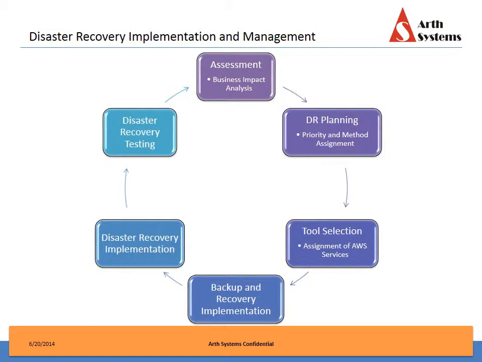Before we take a look at the details of implementing disaster recovery with AWS, we will look at the high-level components of successful disaster recovery planning. Successful disaster recovery solutions are an ongoing process. The initial assessment and BIA are the first step, followed by assigning priorities and methods to each application. After the desired level of protection is assigned, the AWS services that provide that protection are selected.